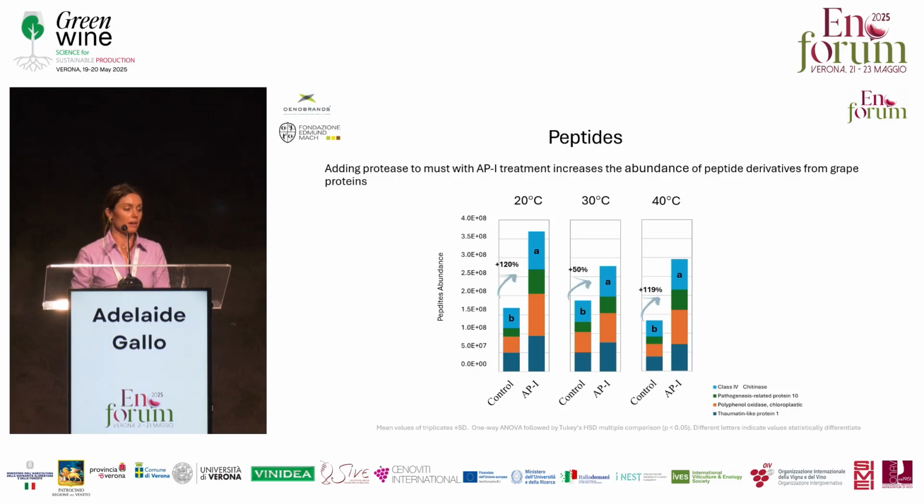As for peptides, as previously explained, we did several experiments at different temperatures, including much lower temperatures, including 20 degrees, and we saw that in musts before fermentation, there is a considerable increase in the concentration of peptides deriving from the unstable proteins of grapes at 20 degrees already. So there is an effect of protease even without heating.